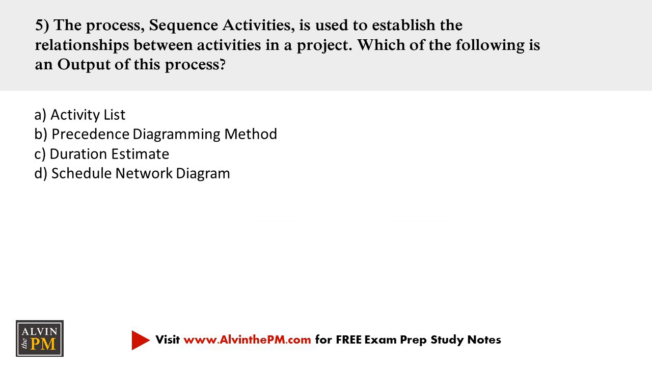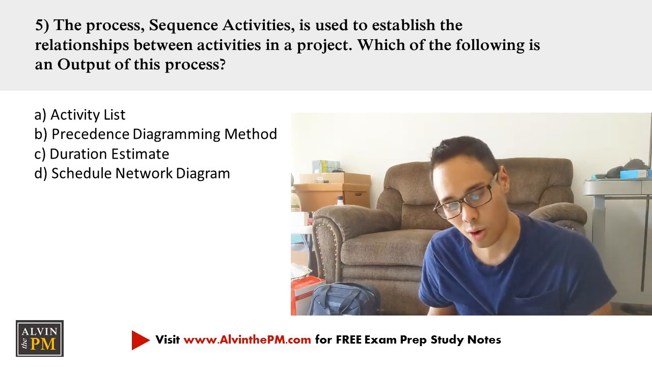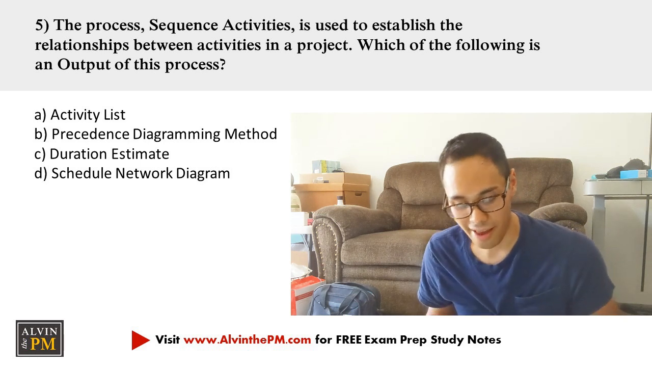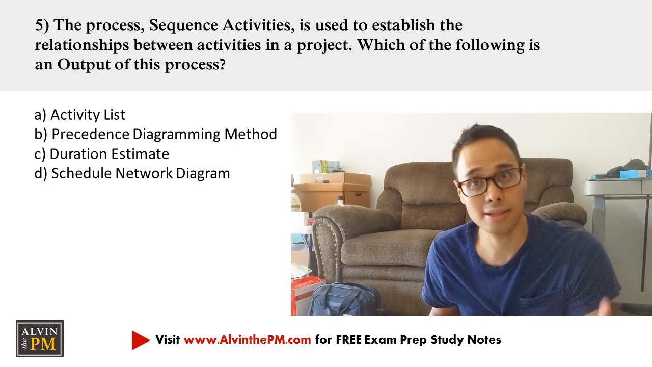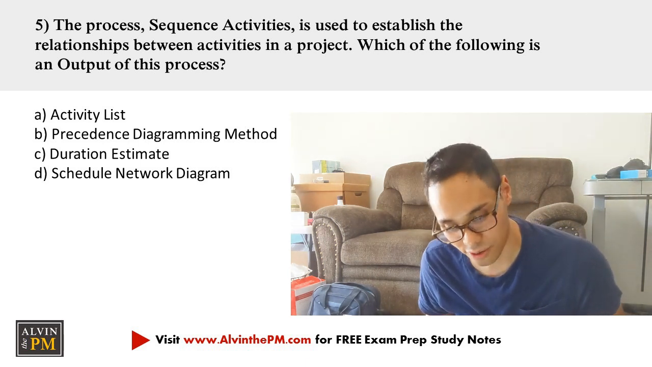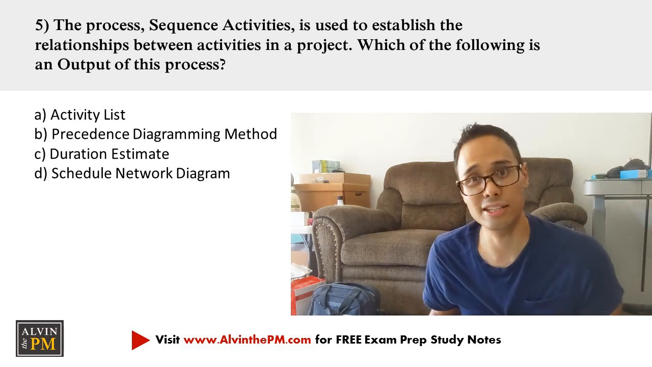Question 5. The process sequence activities is used to establish the relationships between activities in a project. Which of the following is an output of this process? A. Activity list. B. Precedence diagramming method. C. Duration estimate. Or is it D. Scheduled network diagram? Take a moment to think about this, and I'll reveal the correct answer in a few seconds.